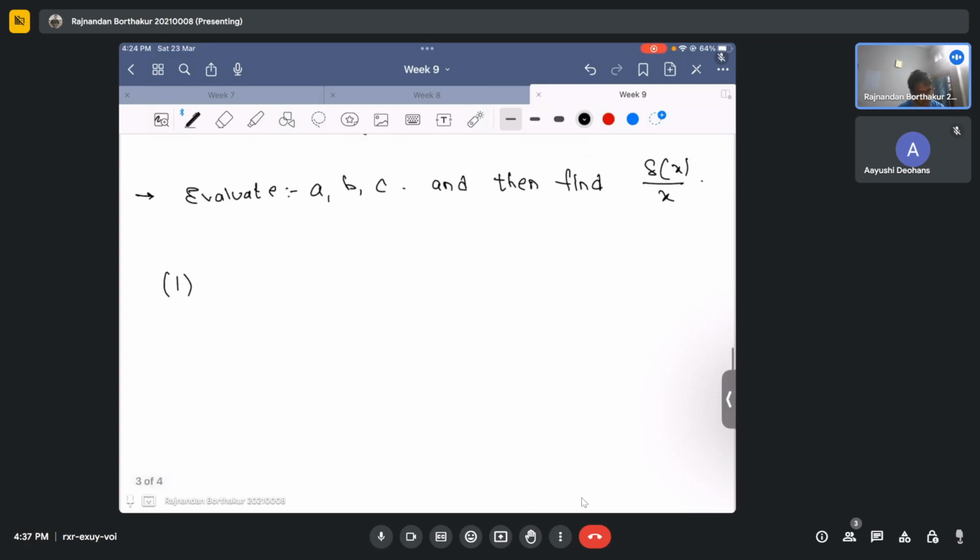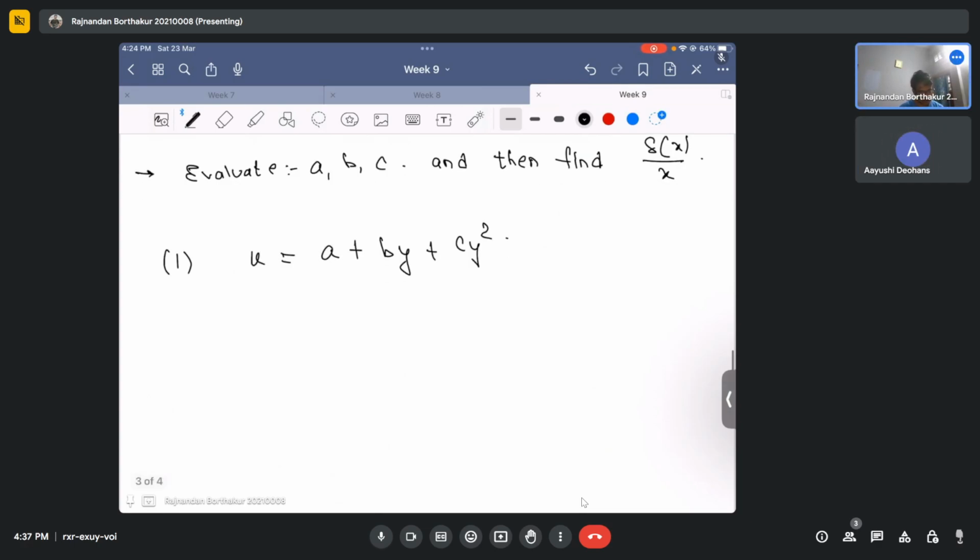Given that we know the velocity profile u that they asked us to assume is a second order profile, which is a plus b by y plus c by y square, how do we evaluate these a, b, c? Can you give a hint? Yes, exactly, boundary conditions. So how many boundary conditions do we need here?